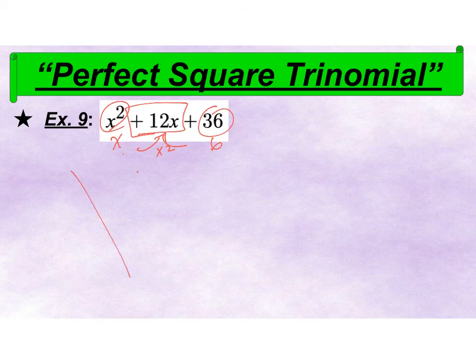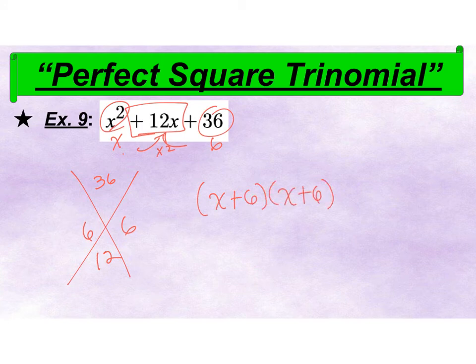So I'm going to do my x puzzle, and I'm going to think of what multiplies to 36 and adds to 12, and it's 6 and 6. So I get x plus 6 and x plus 6. They are the same, so I can call that x plus 6 whole thing squared. Are you starting to see a pattern?